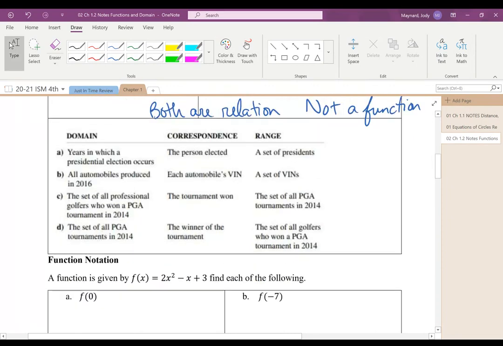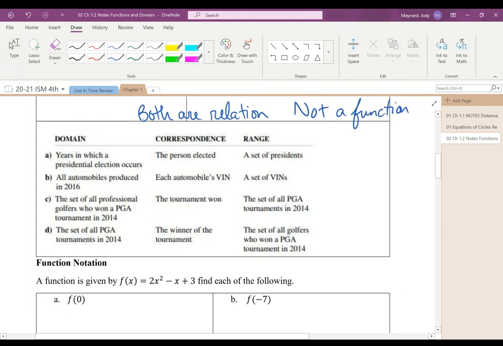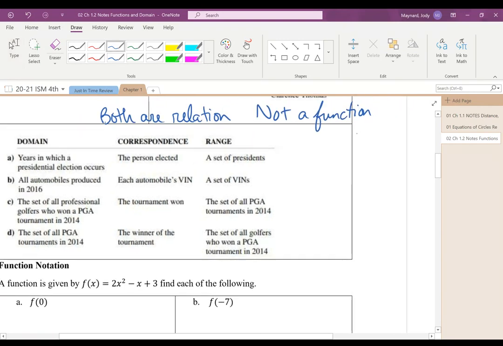All right, let's look at these examples. A, B, C, D, E. It asks whether this is a function or not. So this is a yes, a function, no, not a function. All of these are relations because they're all sets of data. The first domain is years in which a presidential election occurs. The correspondence is the person elected, and the range is the set of presidents. So our example here is like we have 2020 is a presidential election year. We had 2016, 2012, 2008. These were all presidential years.